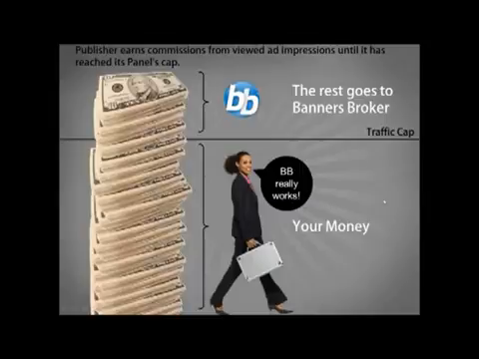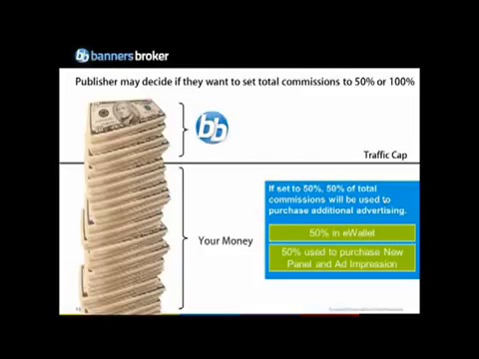So now you hit your traffic cap. Prior to this, you would have set your panel to either 50% or 100%. What that tells us is, out of the total commissions earned, that is your money, how much of that do you want to spend on advertising? There's a minimum of 50% that must be spent on additional advertising. And it's not just advertising, because when you spend that money, you're purchasing additional ad impressions, but you're also purchasing additional space on a publisher site so that you can earn revenue again.